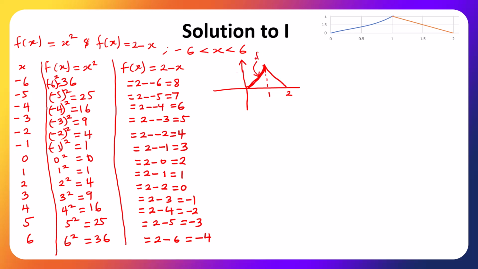So this function is f of x equals x squared, and this function is f of x equals 2 minus x. So the question says f of x is periodic of period 2. We have to sketch f of x, which is periodic of period 2.